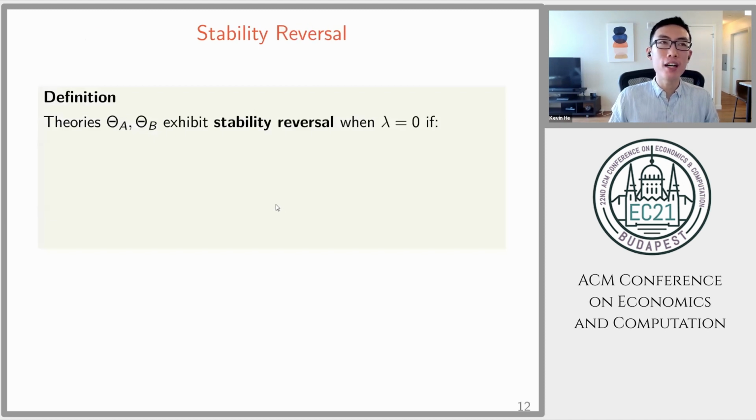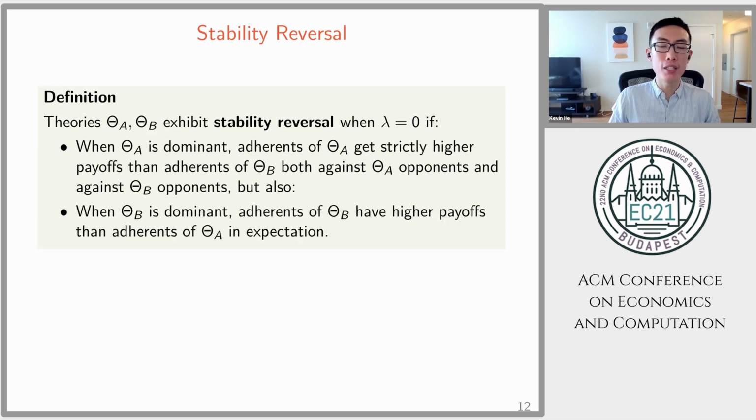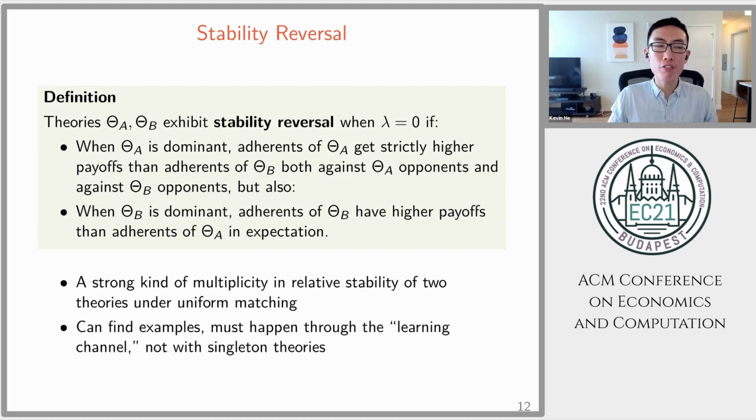Something else which depends on the learning channel is stability reversal. We say 2 theories exhibit stability reversal if when theory A is dominant, the adherents of A get strictly higher payoff than those of B, both against A opponents and against B opponents. But also, when B is dominant, the adherents of B have higher payoff than A in expectation. So it's a strong kind of multiplicity and relative stability of 2 theories under uniform matching. It really depends on which one is dominant. And we can find examples of this, and they have to happen through the learning channel, not with singleton theories.